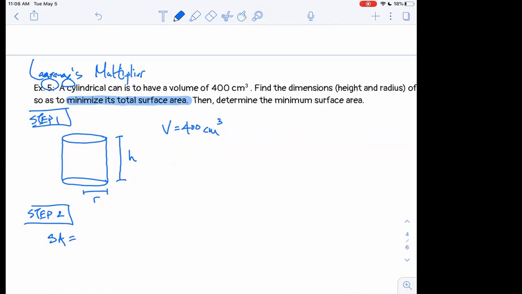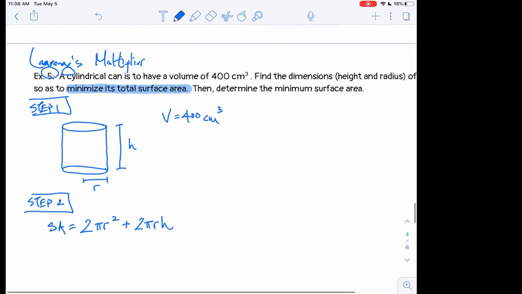So with a can, I have a circle on the bottom and a circle on the top. So that's fair, I could say I have 2 circles. So 2 times the area of a circle, which is pi r squared, plus the part that wraps around the side of the can, like the soup label part of a soup can. That area is 2 pi r h.